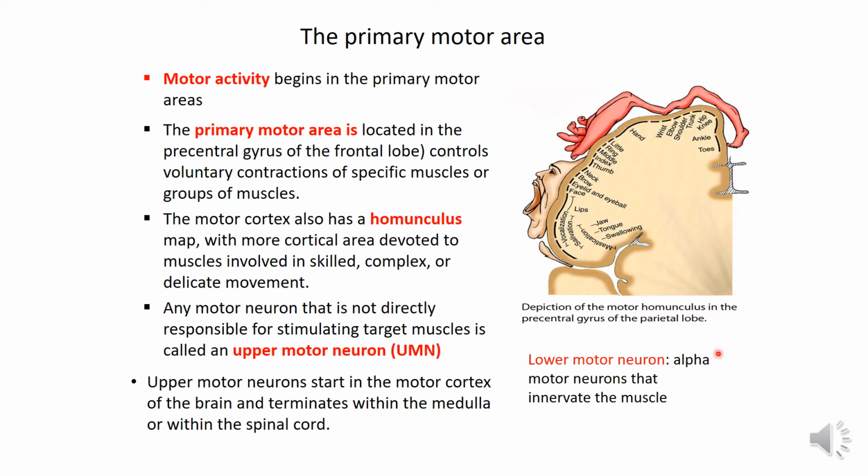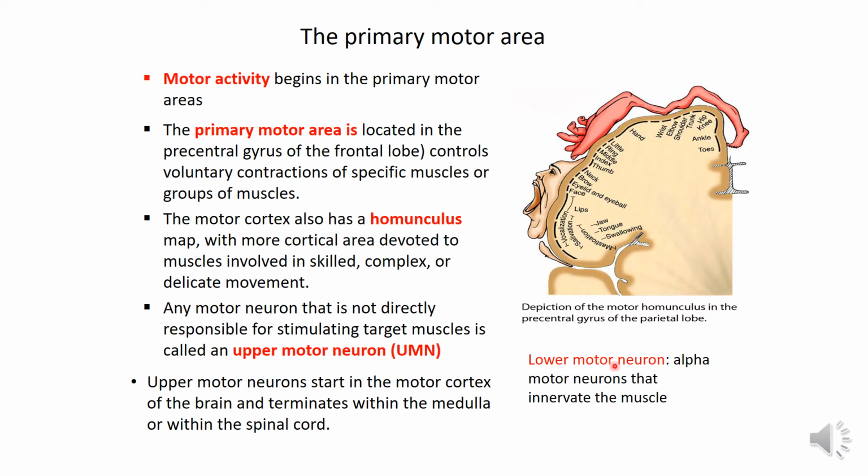So what is the lower motor neuron? The lower motor neuron is the motor unit you studied before. It consists of the motor neuron and the skeletal muscle fibers supplied by it. You remember the motor unit? The motor unit is the motor neuron coming from the spinal cord or from the brainstem and the muscle fibers supplied by it. This is known as the motor unit.